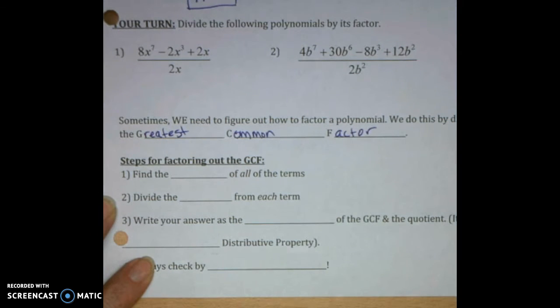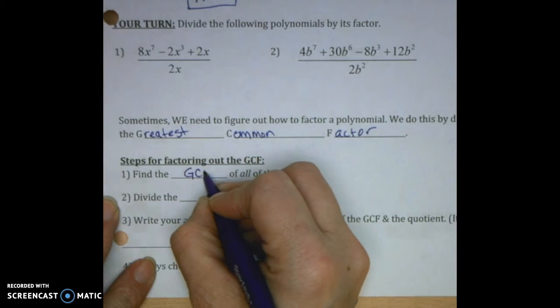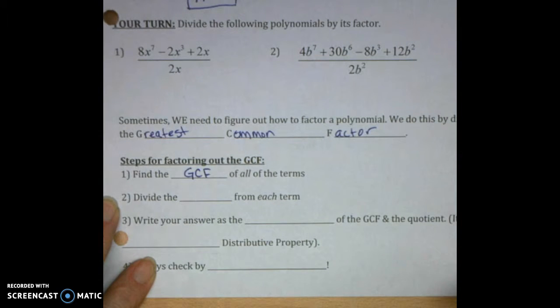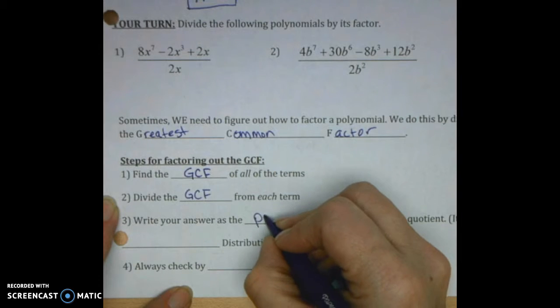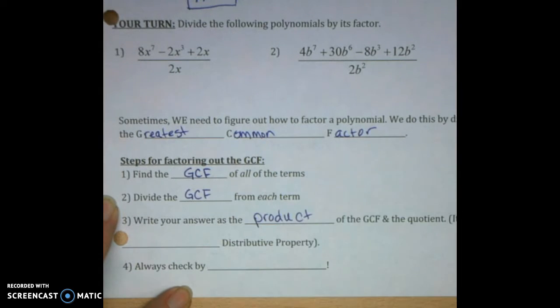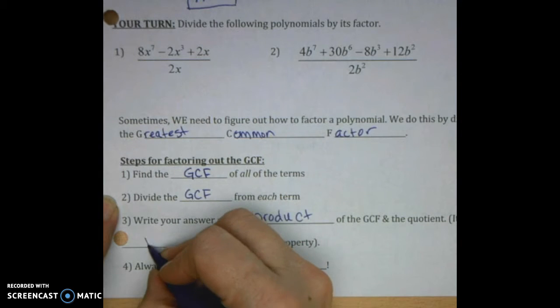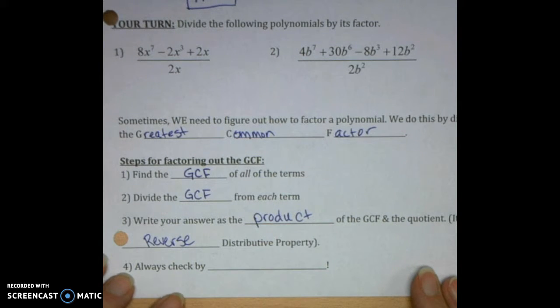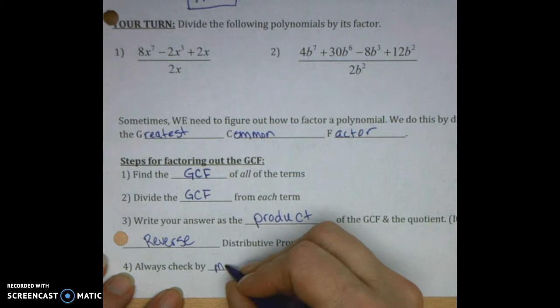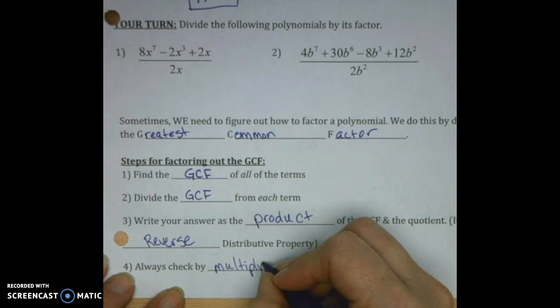Okay, so steps for factoring out the greatest common factor. You're going to find the greatest common factor of all of the terms to figure out what it is first. Then we will divide that greatest common factor from each term. And finally, we're going to write our answer as the product, which means we can multiply it together, right? The product of the GCF and the quotient. It's kind of like using reverse distributive property. Okay, you can always check to make sure that you have factored out the correct thing by multiplying. Always check by multiplying.